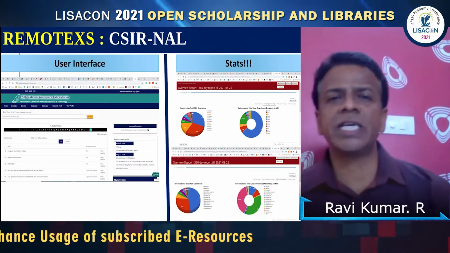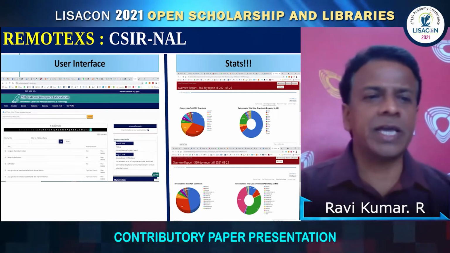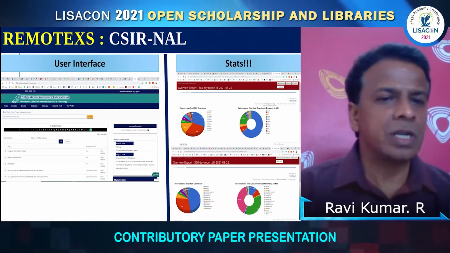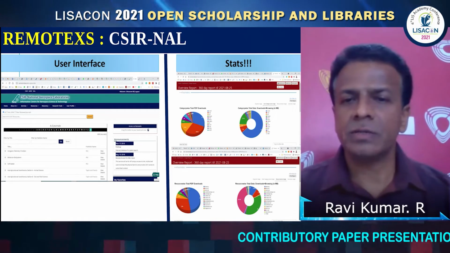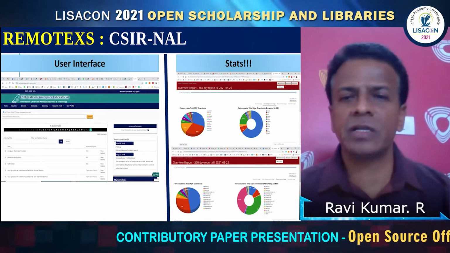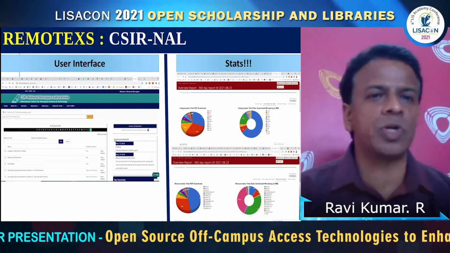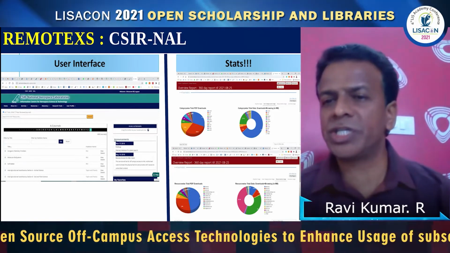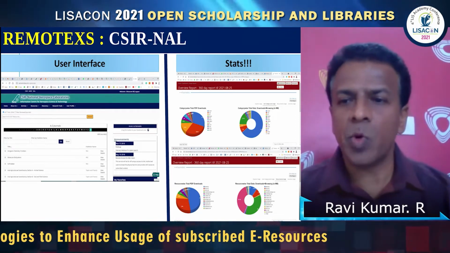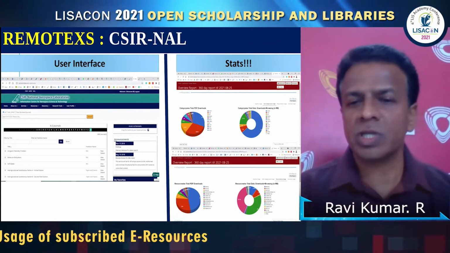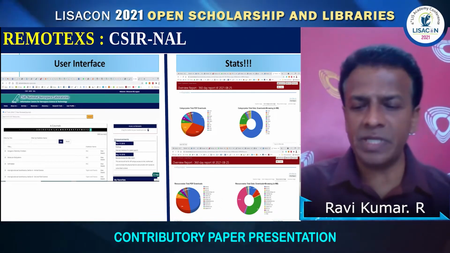This is the CSIR NAL library RemoteXs user interface, the CSIR NAL information system. Then the statistics can be provided. For PDF downloads, you can get statistics on how many downloads have taken place through this remote access, and the browsing history through all the divisions, which divisions have had more downloads, and PDF downloads. So many statistics and the interface of this library remote access can be seen.